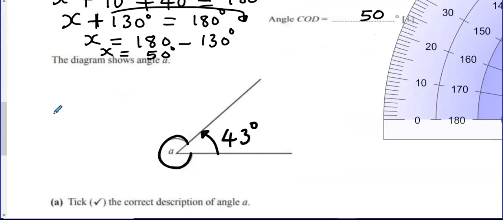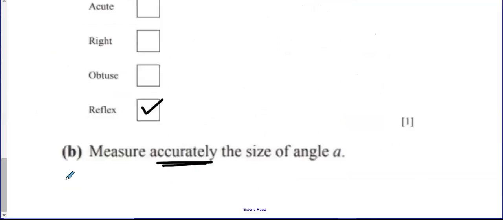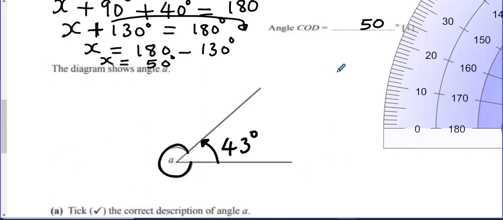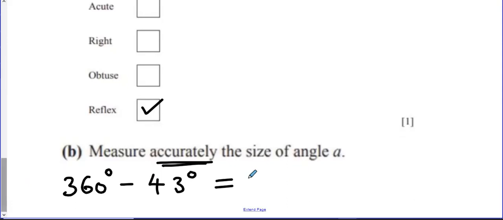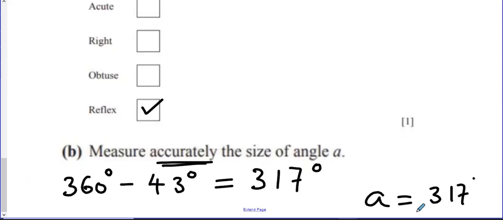So what I'm gonna do is take 360 degrees minus 43 degrees. The answer which I get will be the size of angle A. So 360 minus 43 is 317 degrees. That is your A. So you write A equals 317 degrees. And you're done.